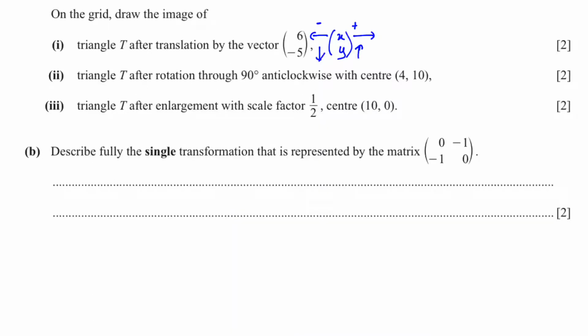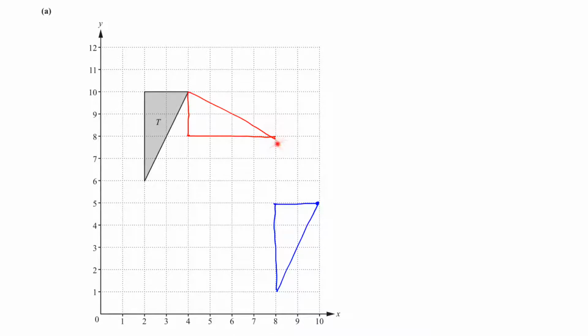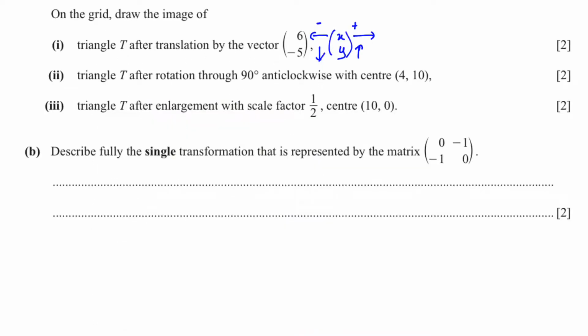Next, triangle T after rotation through 90 degrees anti-clockwise with center (4, 10). We are going to use tracing paper to solve it. You just mark the center (4, 10) and rotate it anti-clockwise, which is going to the left side. So this is your triangle after rotation. This is your A2. Moving on to the next question.